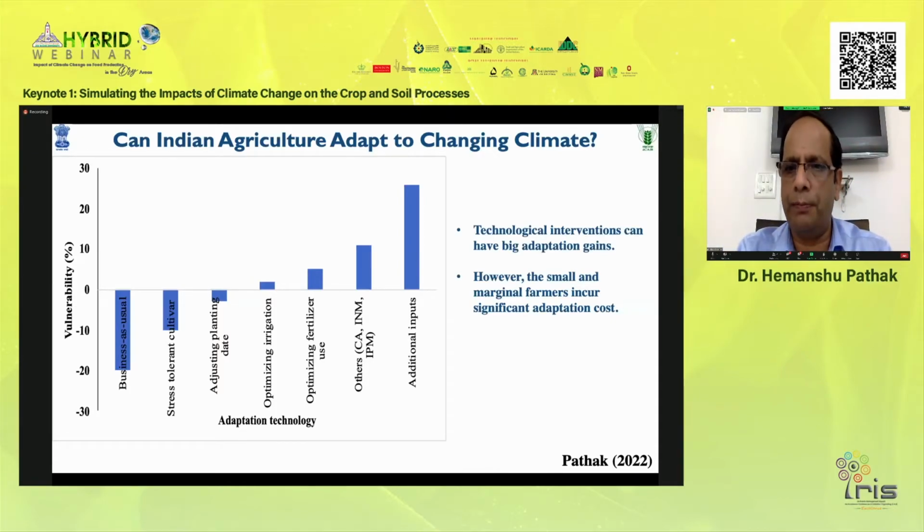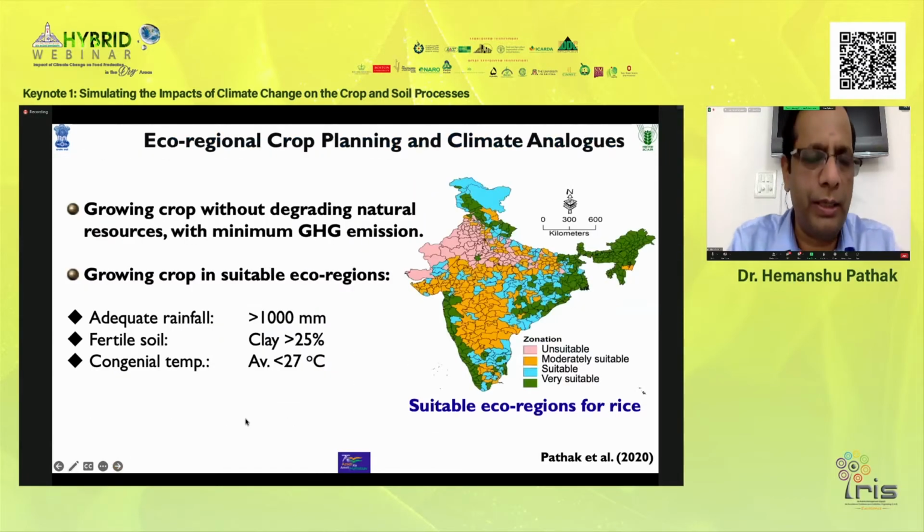So this is the benefit of adaptation. But of course, if farmers have to adopt, then they have to incur some of the cost, and sometimes it may not be feasible for small and marginal farmers to incur some of those costs. So probably the state has to come inside.